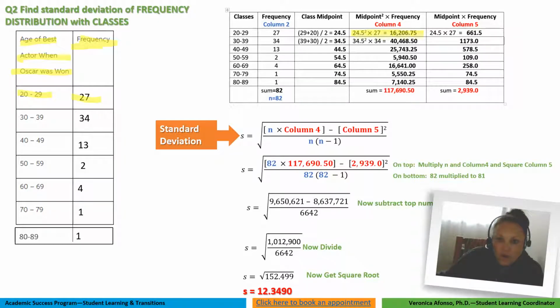So you follow through this example, and then you'll notice I give you the BEDMAS. So follow my little steps here. Once I get all my numbers, 82 goes wherever the n's are. Here's my column 4 number, 117, I put it in there. Here's my column 5 number, 2939, I put it in there. And I tell you, on the top, multiply n by the column 4 number. That's where you get the 9650, and so on. And then I tell you to square column 5, so 2,939 squared, and it'll be 8,600.